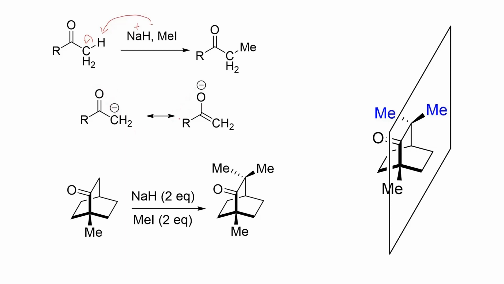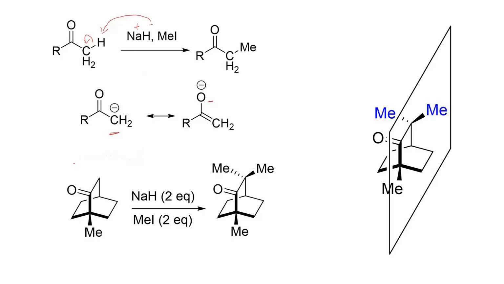So two attacks are possible: one is C attack, another is O attack. Here C attack will be favorable because methyl iodide is soft in nature and the carbon is also soft in nature, whereas the oxygen center is hard in nature. We know that soft-soft interaction is good. That's why we will get C attack.